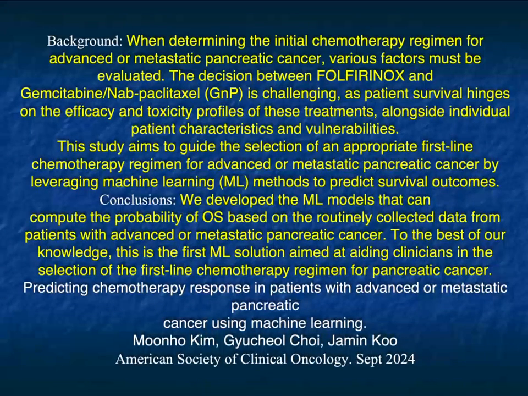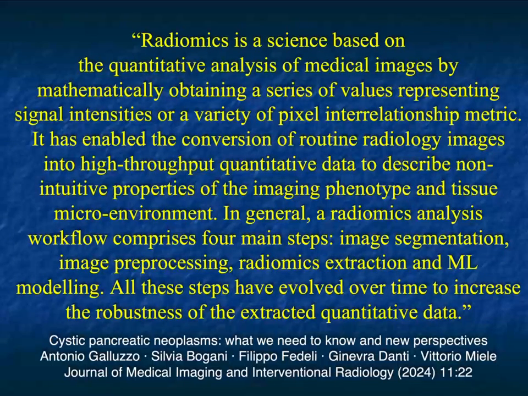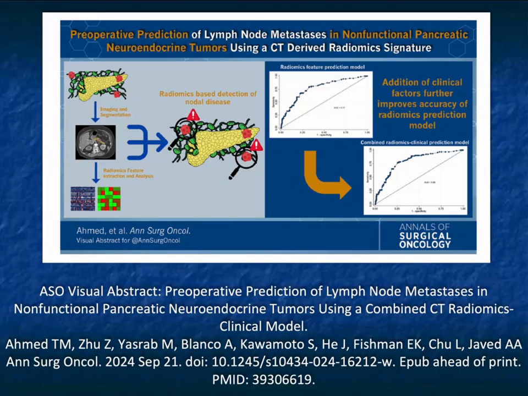Again, predicting response. An article by Galuza, Radiomics is science based on the quantitative analysis of medical images by mathematically obtaining a series of values representing signal intensities or a variety of pixel interrelationship metrics. Again, what we're thinking about is being able to analyze the information from the CT scan. Detection of disease, choosing management, predicting follow-up, predicting outcomes are all things that are possible using radiomics.